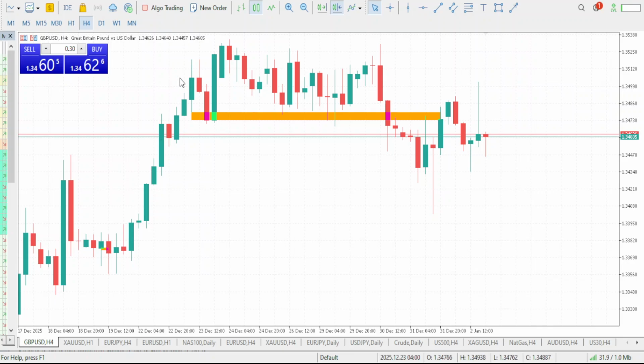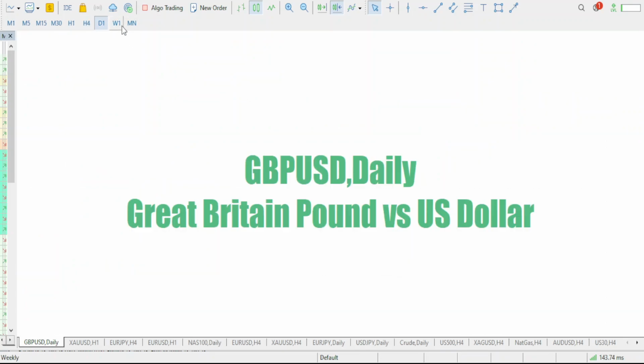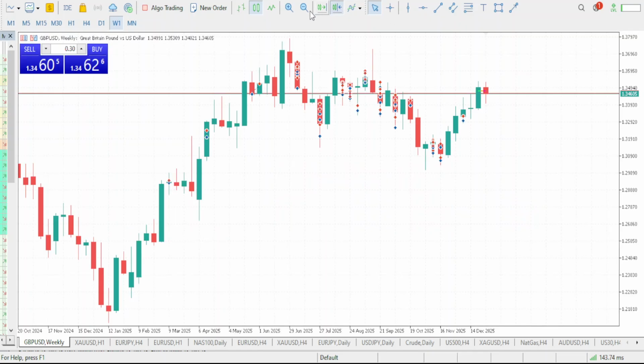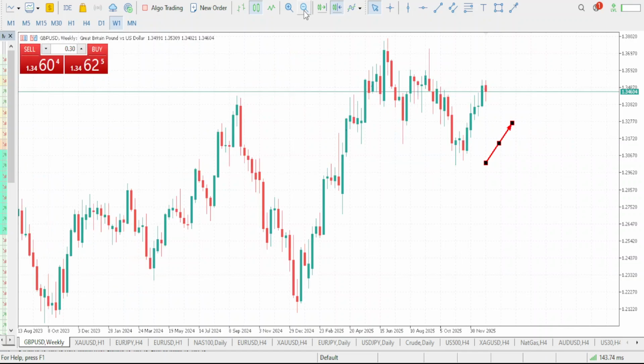Now, let's see what we will be expecting for the week on our GBP USD. What are we going to be anticipating for the week on our GBP USD? So let's start with our trade on GBP. You all know before you take a trade, first thing first, you would want to know the trend.